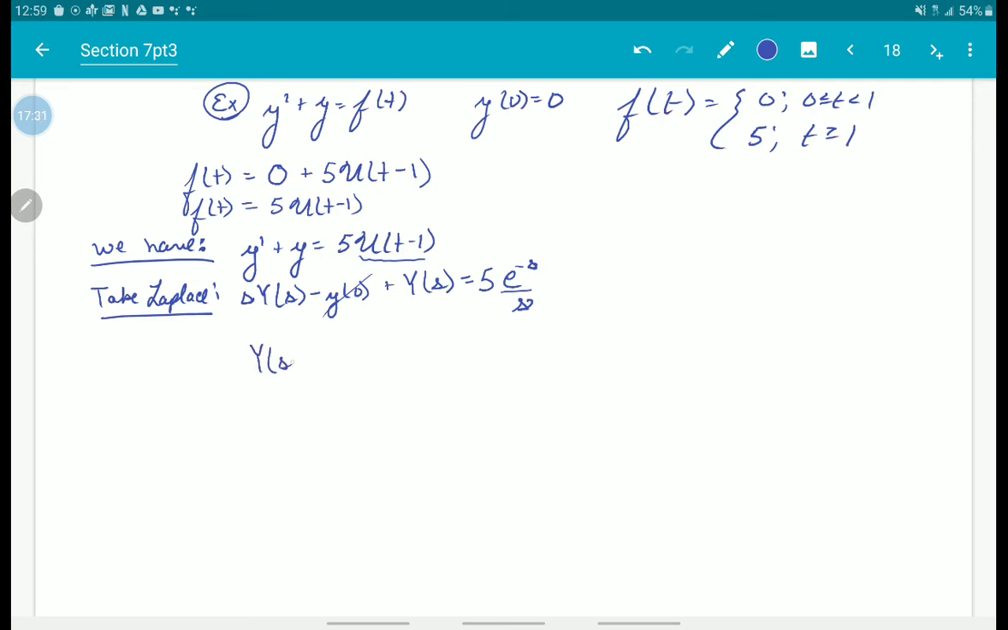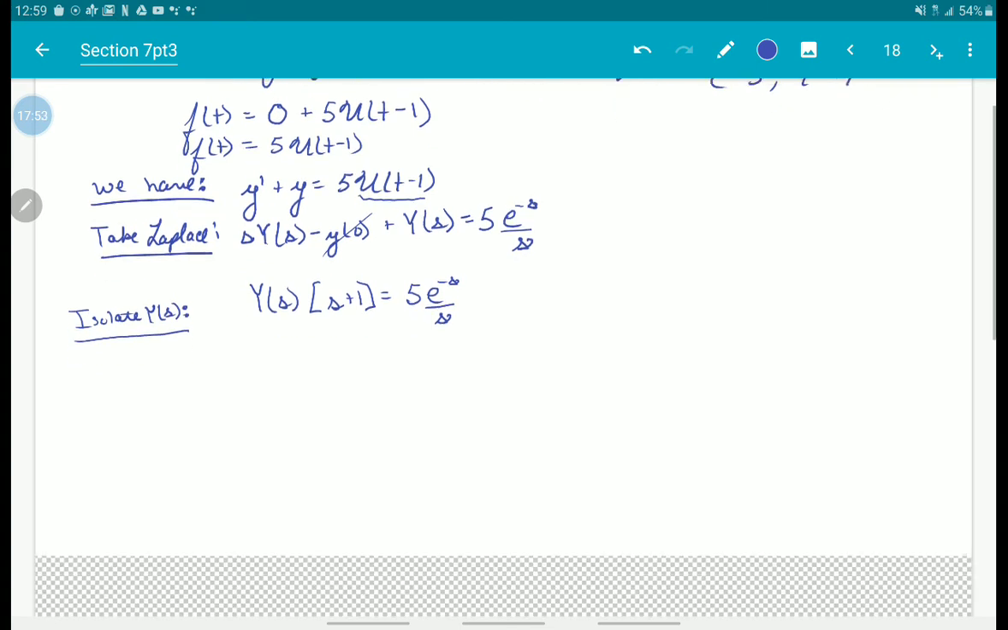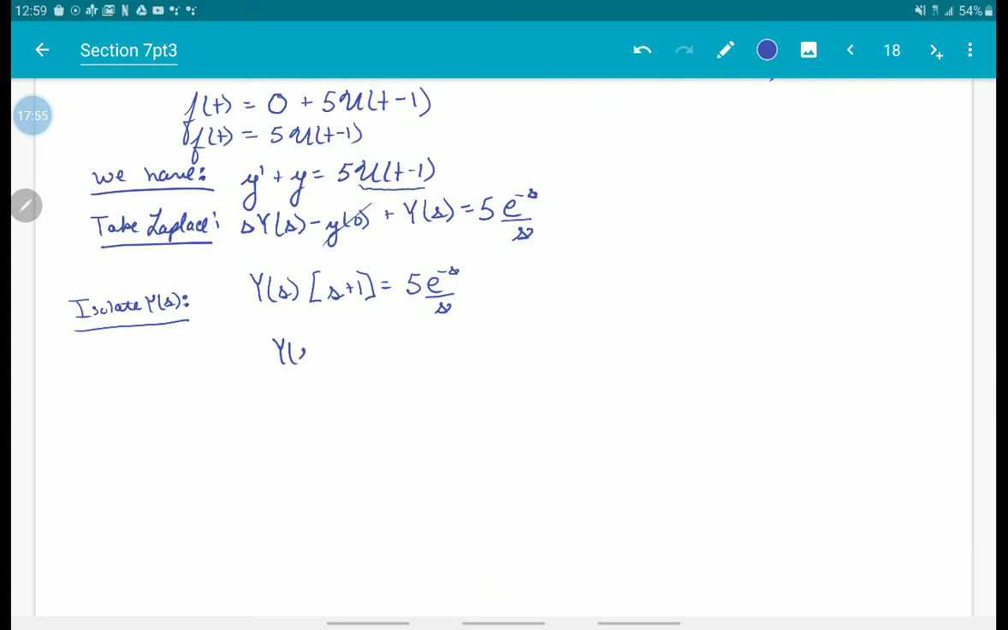Let's factor a Y(s) out. That's going to leave us with s plus 1. So we have 5 e to the negative s over s on the right. Isolate Y(s). That's your next step. So Y(s) is equal to 5 over s times (s plus 1) times e to the negative s.